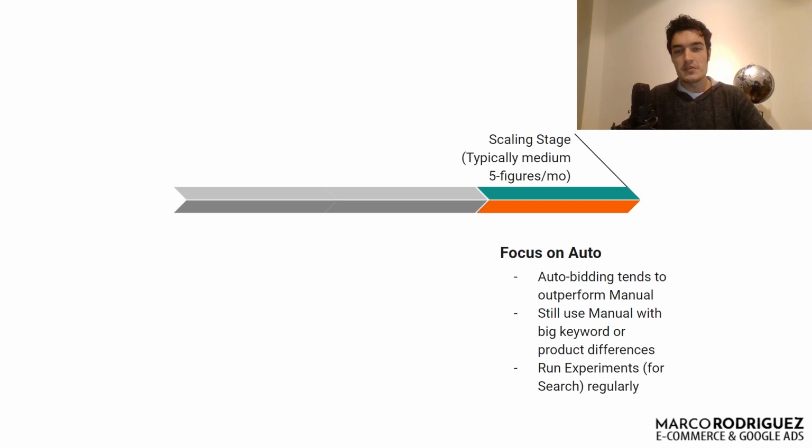And also what's important here, run experiments for search regularly. When you're in the scaling phase, you should always try at least to set a campaign on auto and see whether it works better than manual. Sometimes it may not be the case and you can change it back. So in this case, I recommend to switch from manual, for example, to target ROAS, let it run for a week, and compare the performance. If it's much better, keep it. If it's much worse, revert it back. And if it's similar, you can just let it run a little bit longer and see if it gets better, because, as I said, auto bidding tends to get better over time.